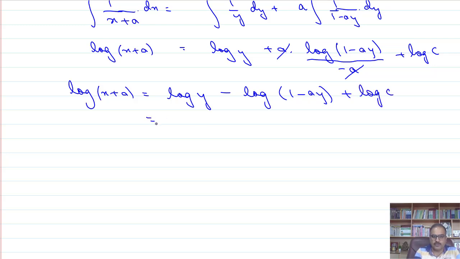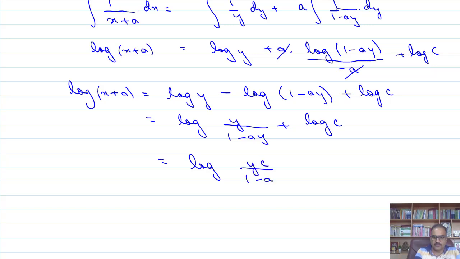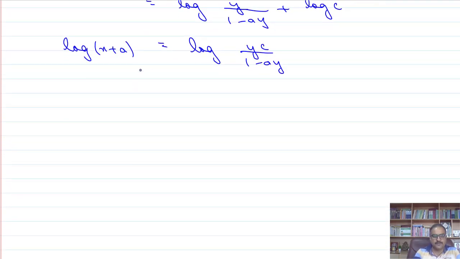Now I will use the property of log, that is log m minus log n is log m over n. So it will be log y over 1 minus a y plus log of c. Now log m plus log n will be log m into n. Log of y c over 1 minus a y is equal to log of x plus a. Taking anti-log on both sides, x plus a will be equal to y c over 1 minus a y.